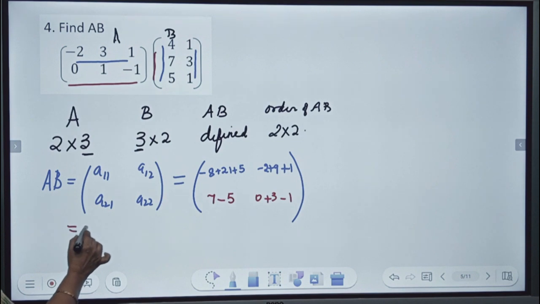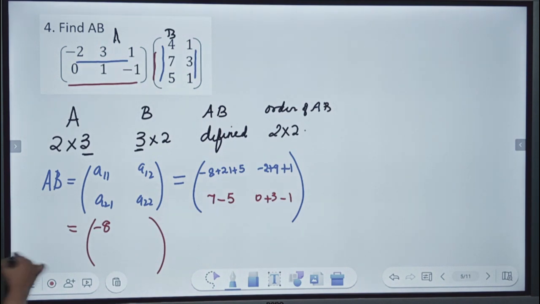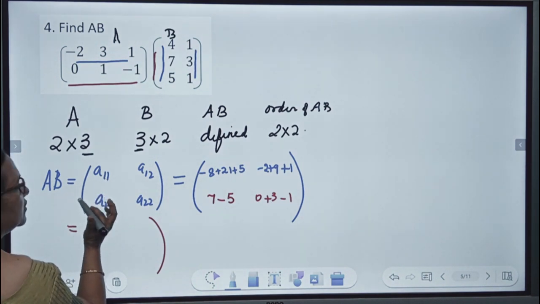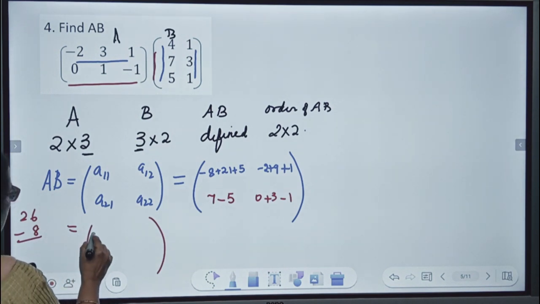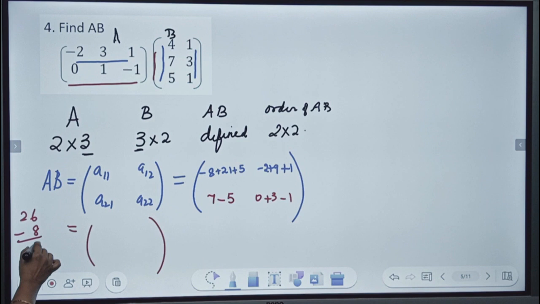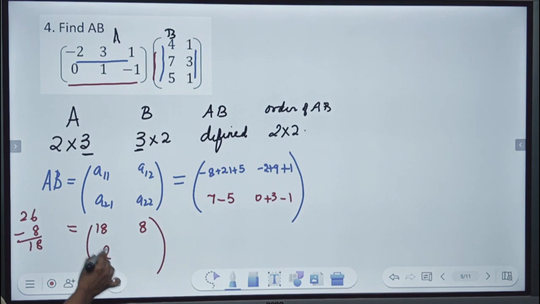So AB equal to, so 20 minus 8 is 12, minus 13 plus 5, minus 8. 26 minus 21 plus 5, 26 minus 8, 18. The other one will be 10 minus 2, 8. 7 minus 5, 2. 3 minus 1, 2.